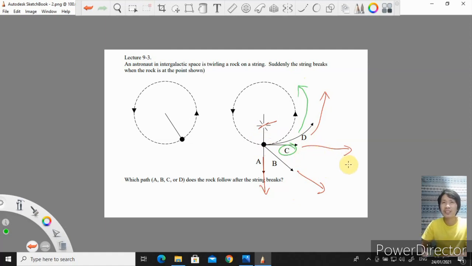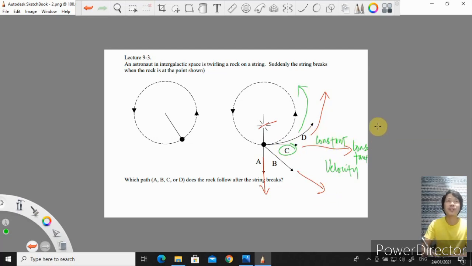But of course, a follow-up question. How will you describe the velocity? How will you describe the velocity of the object right after the string breaks? You already know the direction is rectilinear, this is letter C. But how about its velocity? How will you describe the velocity? What do you think? The correct answer is, of course, the velocity is constant.